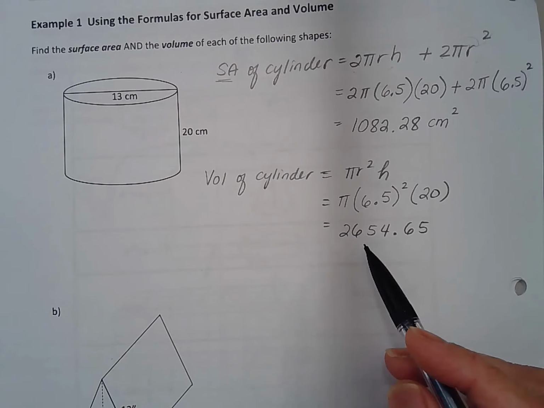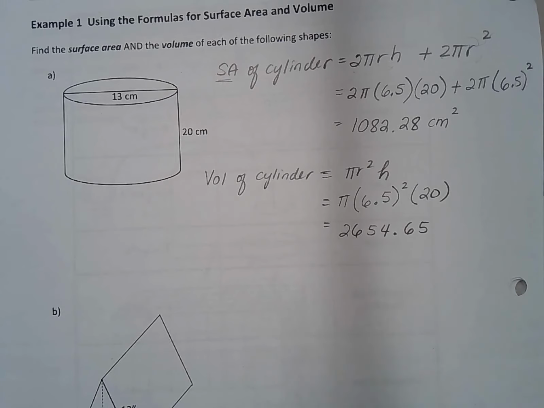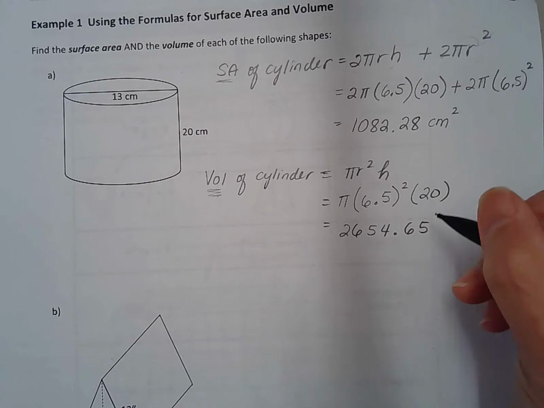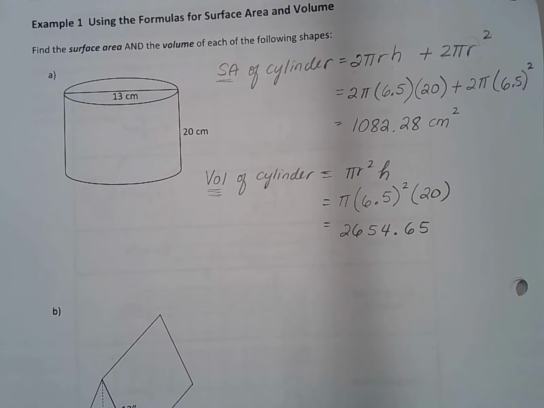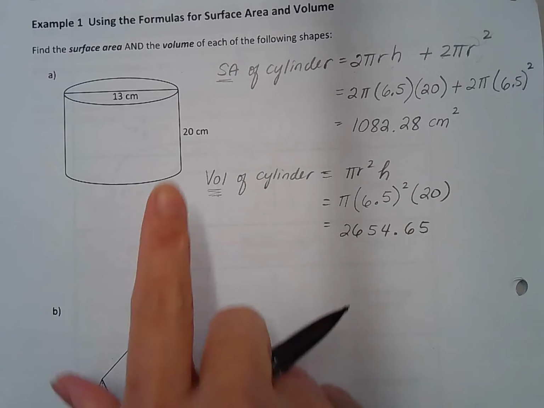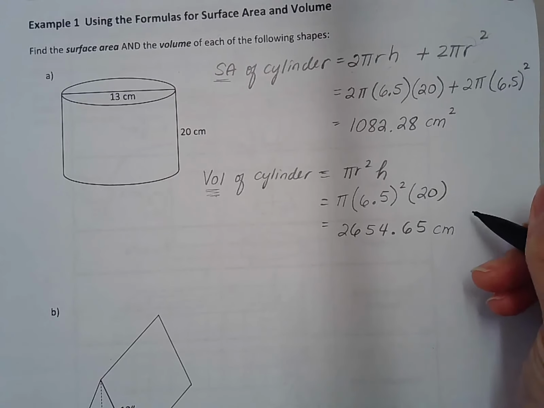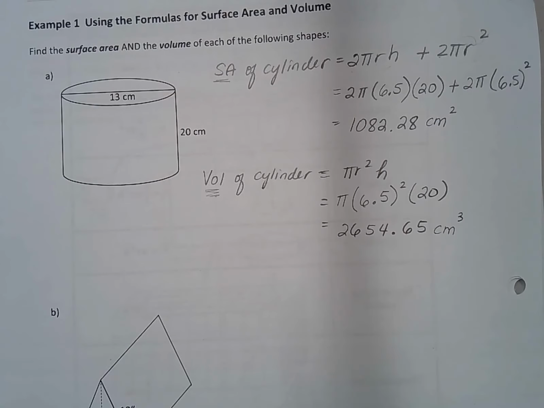2654.65. Okay, now because it's the volume, how much stuff inside, this one is gonna be unit cubed. So the unit is centimeters cubed. Yep. Oh, you got a different one? Okay. How come the volume is bigger than the surface?